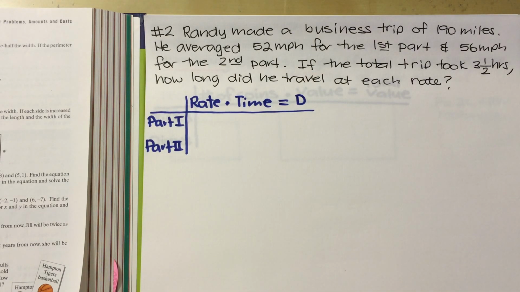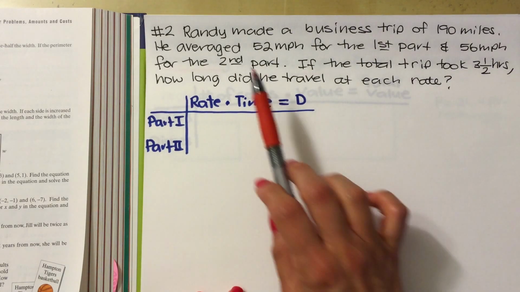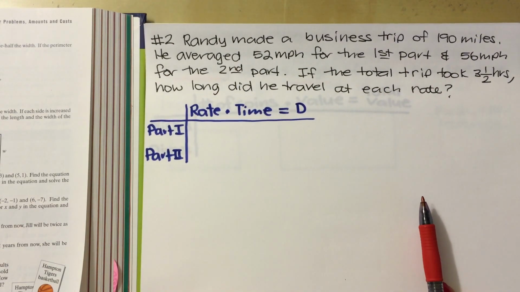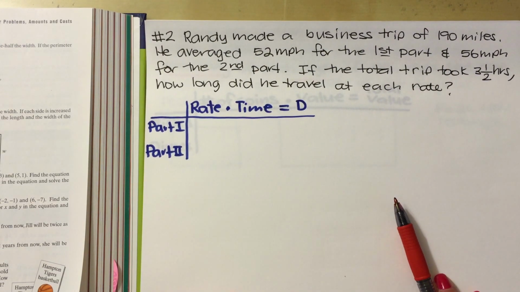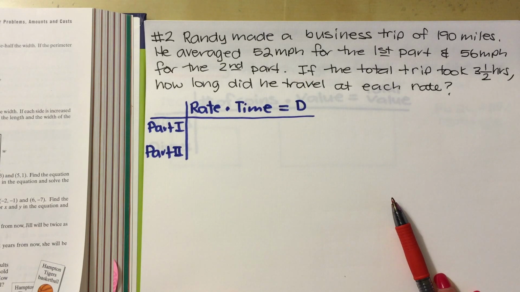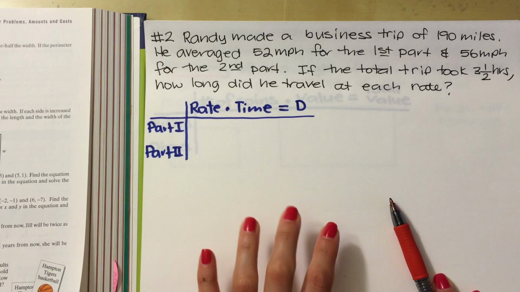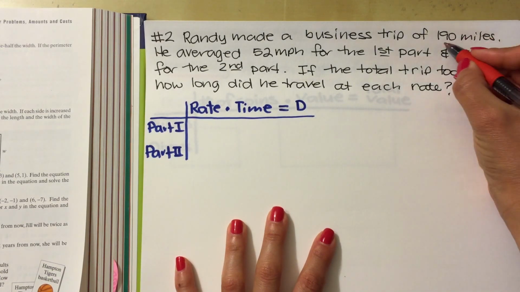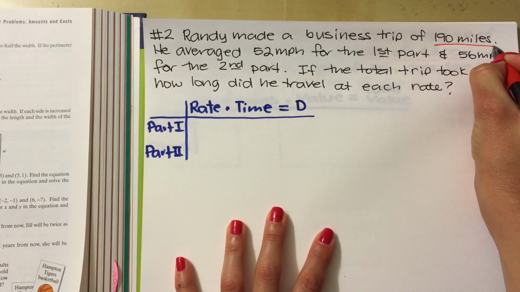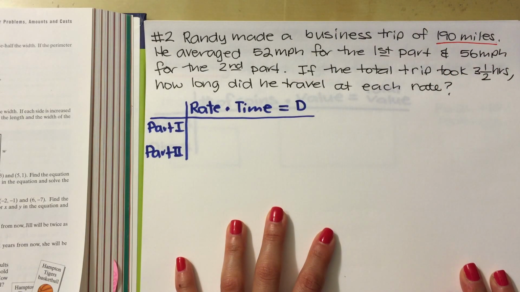So first thing is read the problem. It says Randy made a business trip of 190 miles. So 190 miles is the total distance he traveled. So I'm going to underline it because we have to use it.